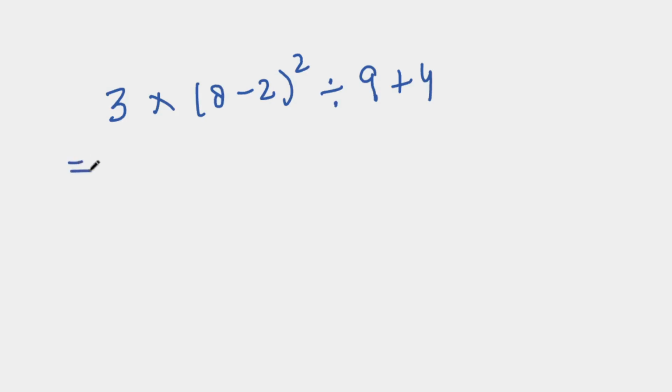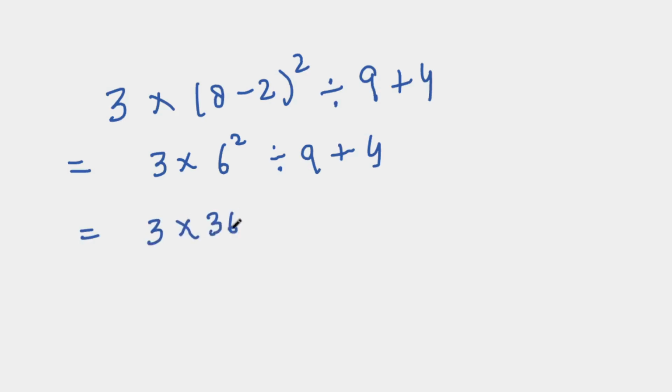So I hope you have solved it, and now let's see if we have done the same thing. So the brackets or the parentheses will be solved first, right? So we will write 3 multiplied by 8 minus 2 is 6. So this is 6 square divided by 9 plus 4. Now 6 square is 36 divided by 9 plus 4.